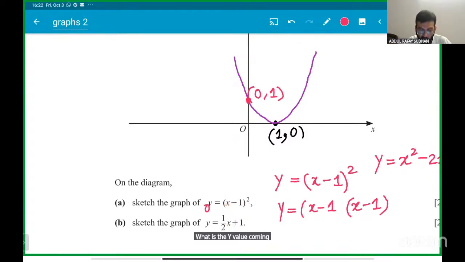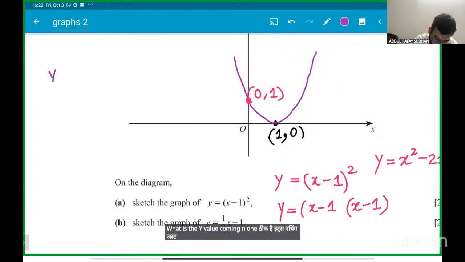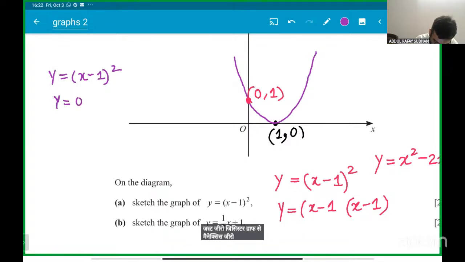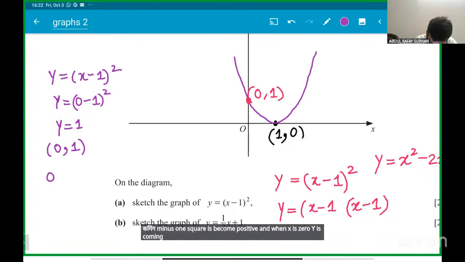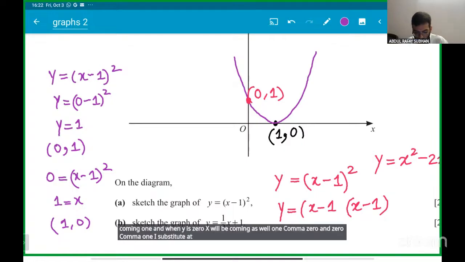And when y is 0, what is the x value coming? When x is 0, y will be coming minus 1 squared, which becomes positive 1. So when x is 0, y is 1. And when y is 0, x will be coming 1 as well. That's it: 1 comma 0 and 0 comma 1. I substituted and got the answer.